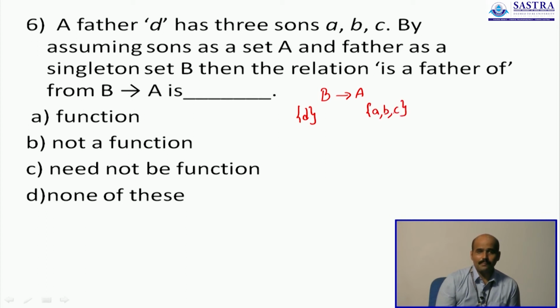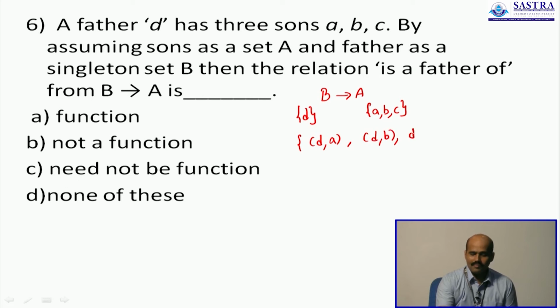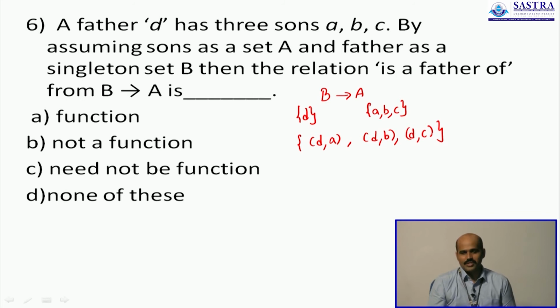Now what ordered pairs will we have? We'll have D comma A, because D is a father of A. Now that's true. We'll have D comma B and we'll have D comma C. We have a relation, that's easy. We have just written the Cartesian product and all of it is part of the Cartesian product. Now we have 4 options before us. Can you call this relation a function? Or is it not a function, or is there some uncertainty whether it may be a function or may not be, or is it none of these?